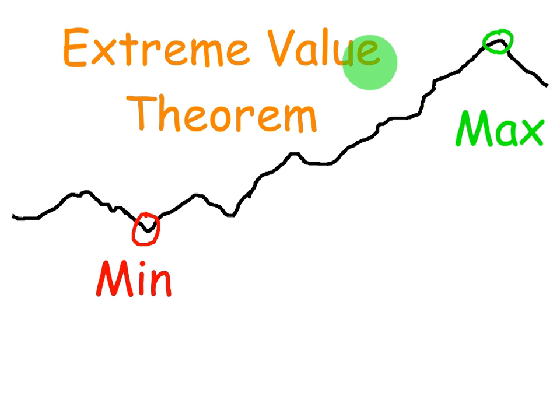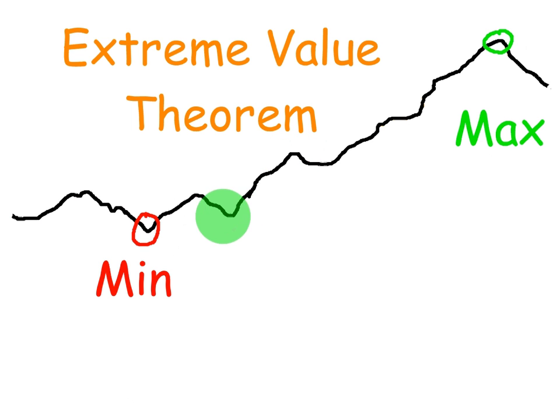Today we're going to be talking about the extreme value theorem. Now, an extreme value on a graph, for example, the smallest point on the graph is called the absolute minimum, and the biggest point on a graph is called the absolute max. Now remember, we can have relative min and max. This is a relative min, and this is a relative max.